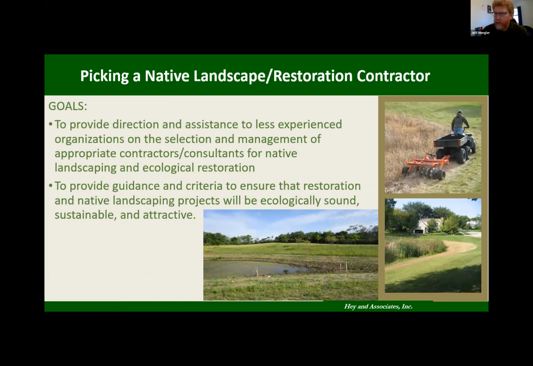So the goals here were to provide direction and assistance to less experienced organizations, as I said, on how to select and then even manage their contractors, their consultants for native landscaping and restoration within their areas, to provide them with enough guidance and criteria to ensure that their projects turn out the way they want them to be, so that they're ecologically sound, that they're sustainable, that they end up attractive, and they don't have some of the reasons that Bill mentioned that people like to complain about these projects.